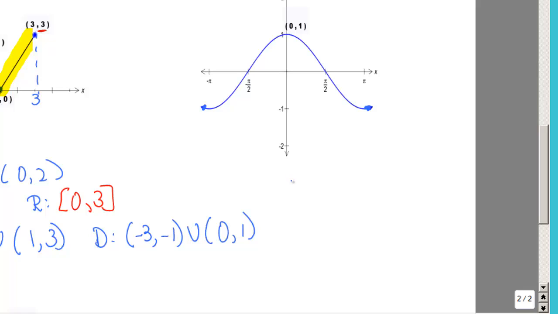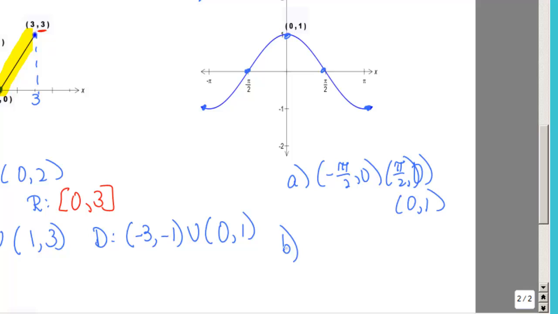All right, let's look at the second graph here. So we want to find the intercepts. 1, 2, 3. So we have two x-intercepts. That should be (-π/2, 0), (+π/2, 0), and (0, 1). Of course, this looks like my cosine graph. Part B, what is the domain? Well, this particular part of it goes from -π to +π. And what is the range? Well, it goes from a low of -1 to a high of +1.